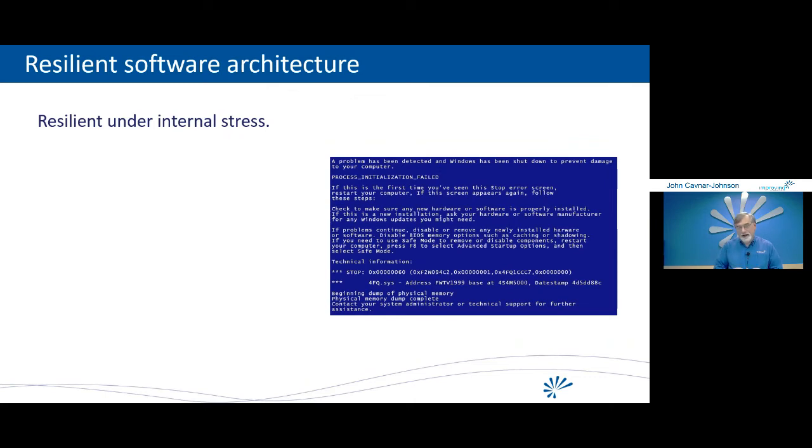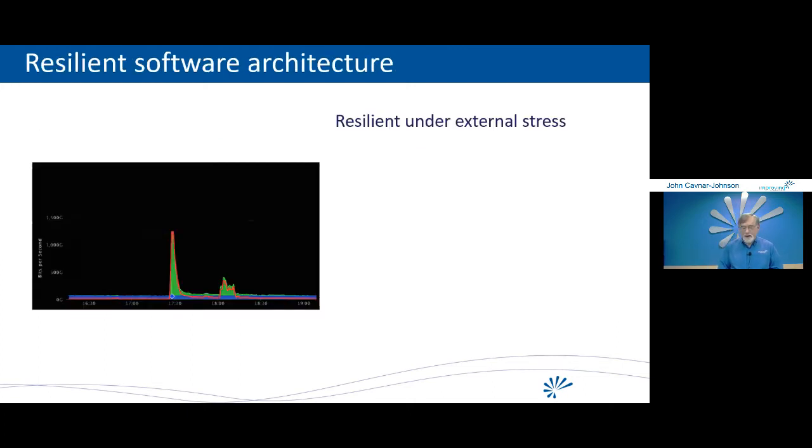Your hardware can go bad. Your network might go down. There's all sorts of things that you may have issues with in the way your system processes things. Those kinds of things, those internal stresses and how your system handles them, matter. And of course, the other kind of stress that you have to deal with is external stress.